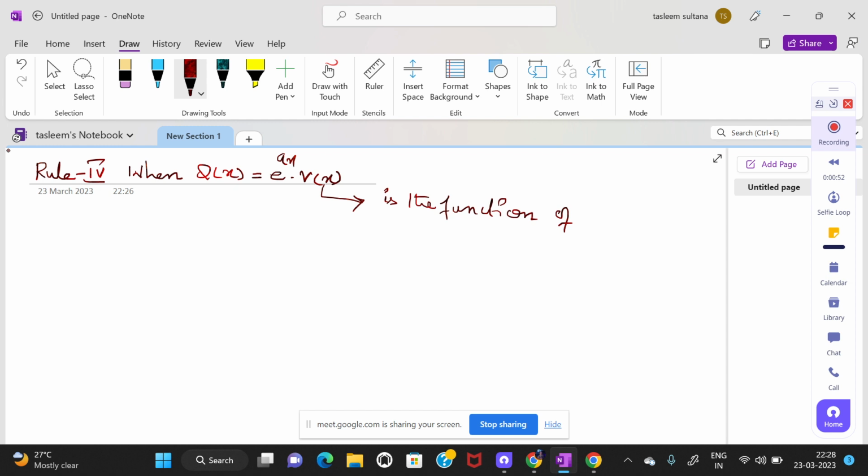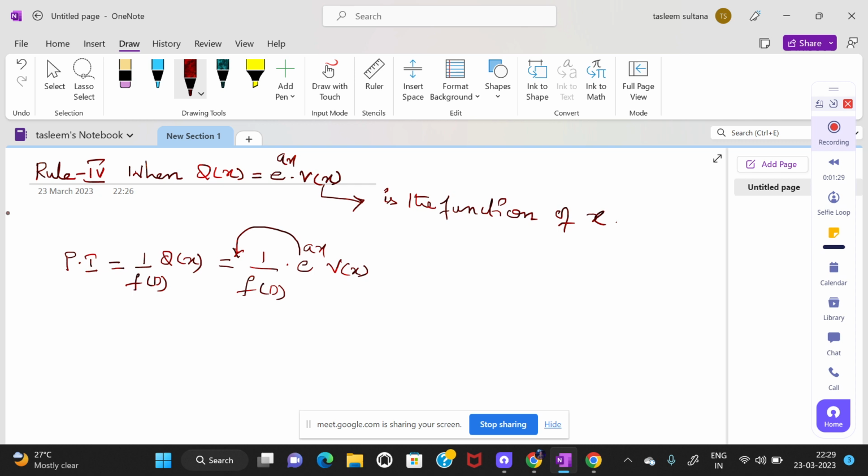How are you going to solve your PI formula? PI is equal to 1 by f of D into Q of x, which is equal to 1 by f of D into e to the power of ax into v of x. Now what you have to do is take this e to the power of ax to the left of your 1 by f of D.